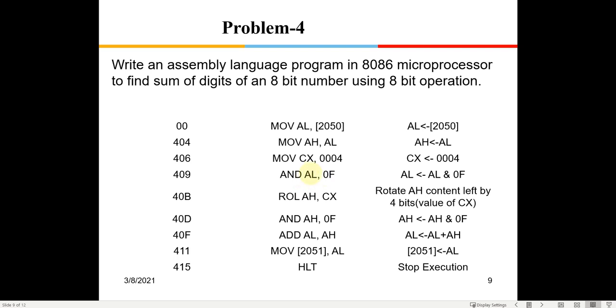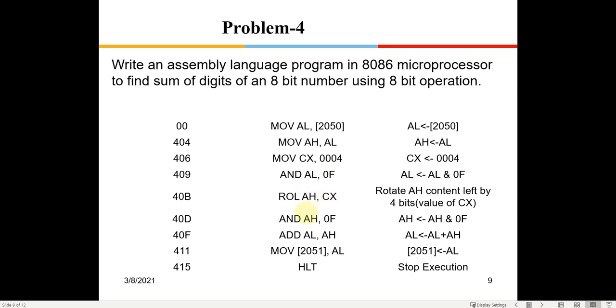So that is going to be set to 0. Only the first, or you can say the least significant BCD number, the hexadecimal number, is going to remain as it is. Okay, now we are writing rotate AH CX. Since the counter has been set to 4, it will rotate it 4 times.